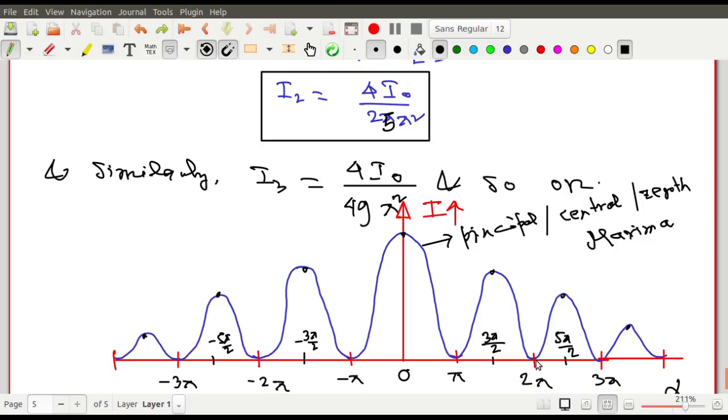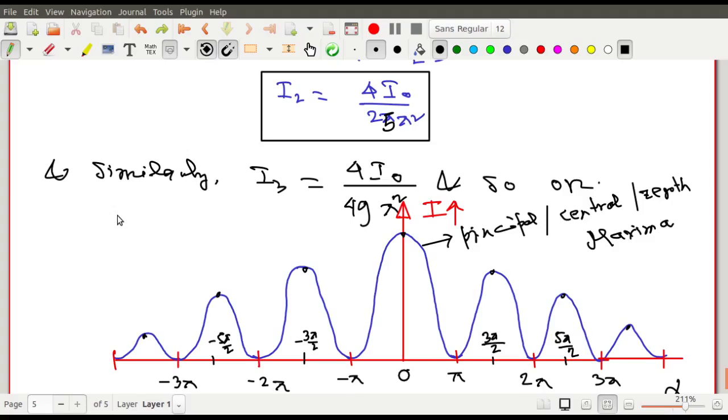So the positions of these ones actually, this 3 pi by 2, this 5 pi by 2, these are not the exact positions, right? 3 pi by 2 is not 1.5 but it is 1.43. Similarly 5 pi by 2 is not 2.5 but it is 2.46. So the distances between the maximas are also variable here. So that means the beta, actually the fringe width in case of diffraction, what happens? The fringe width is not uniform.